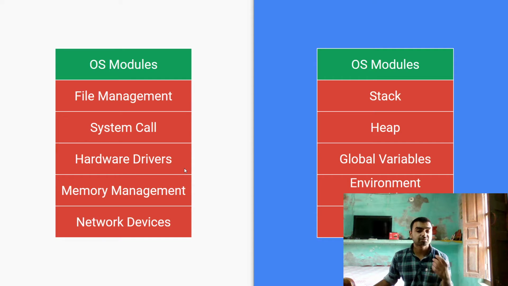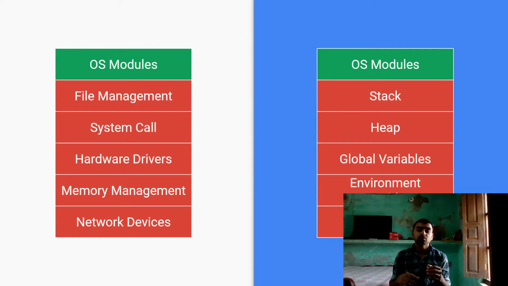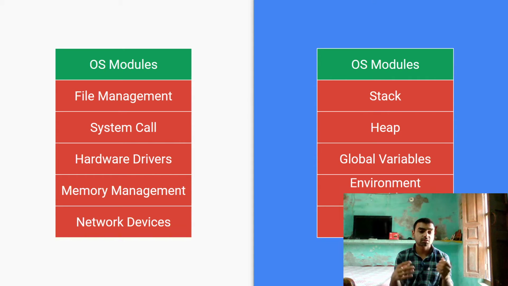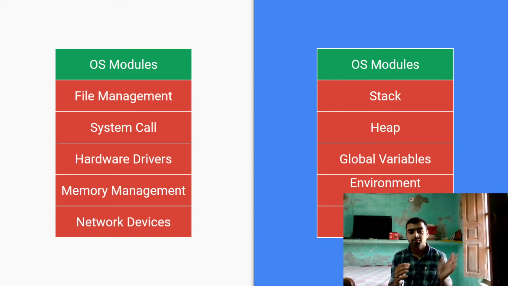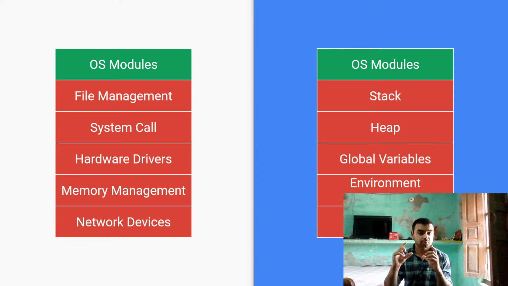Then we have hardware drivers. You can think of them as the second layer below the operating system modules. The hardware drivers are just the software which tells the operating system how to communicate with the hardware: how to access the hard disk, how to write data to the hard disk, how to read data from the RAM, how to do multiple other tasks, or how to print a file using a printer. That is all the task of hardware drivers. Then we have memory management and network devices. All this stuff is managed by the operating system. But below the operating system modules, we have a stack. The stack is the portion of our own program.